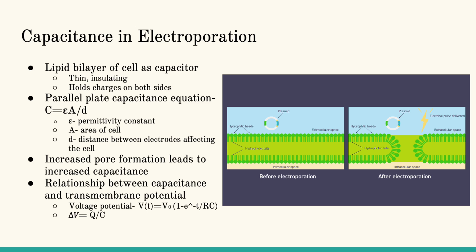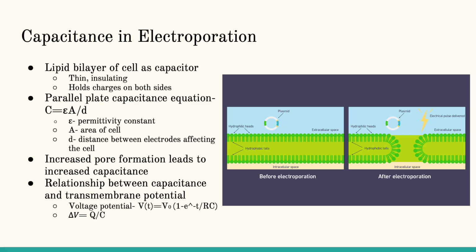In the cell, due to these amphipathic properties, we can set the lipid bilayer as a parallel plate capacitor during electroporation. In the equation for a parallel plate capacitor, the capacitance of the lipid bilayer is set equal to the area of the cell, multiplied by the permittivity constant, and then divided by the distance between the electrodes affecting the cell during electroporation. The process in which the pores form in the lipid bilayer is shown on the right.